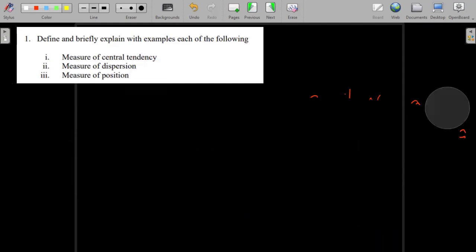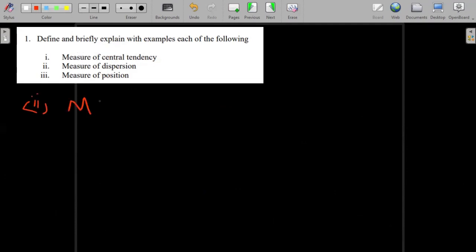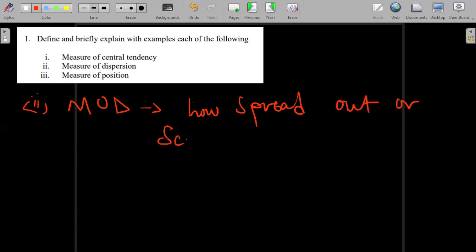And then from there, we can define the measures of dispersion. So the measures of dispersion, we also have some examples of them. So number 2, we are looking at measures of dispersion. So what are these measures of dispersion? Or what do these measures of dispersion describe? So you're going to say that the measures of dispersion describe how spread out or scattered the data is. So that's what measures of dispersion are. They just describe how spread out or scattered the data is.